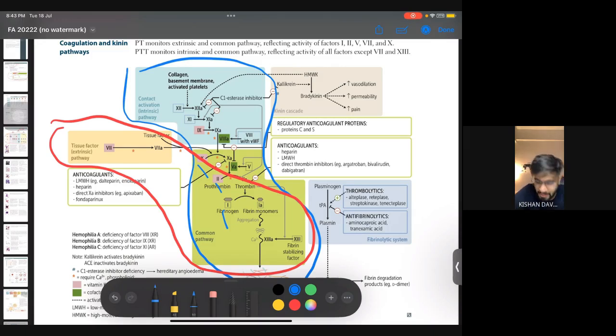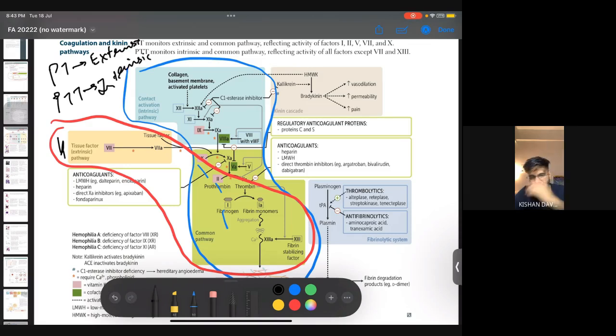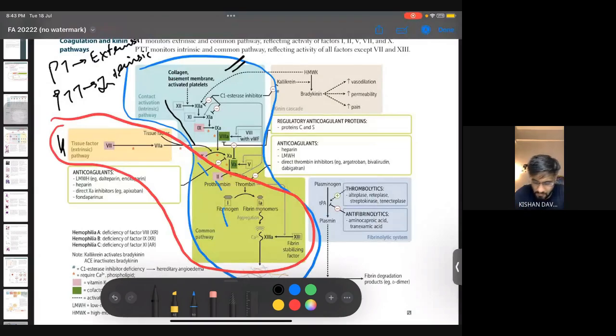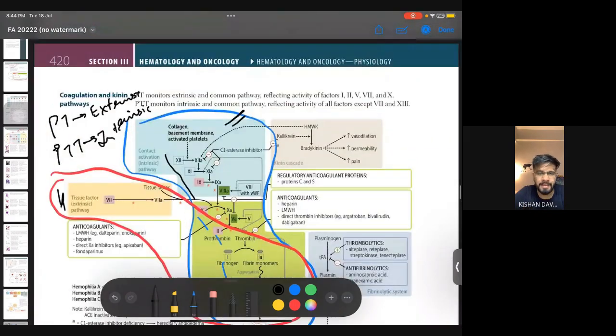So in the question they might ask you about PT and PTT. Okay, so play tennis outside means it will be focusing on the extrinsic pathway. So this is the pathway over here. Play table tennis inside is the intrinsic pathway. This is what they are trying to say, extrinsic and intrinsic. You need to keep in mind what factors are involved where. Okay, this is the simple thing that you need to remember. I would suggest you remember this pathway. This will help you in many ways. So this was about the coagulation cascade, PT and PTT.